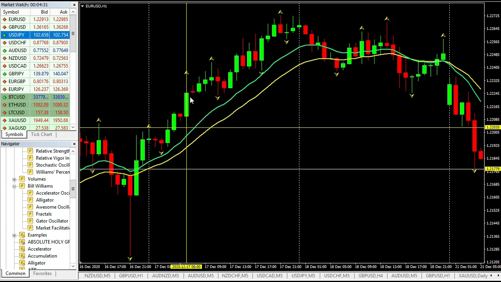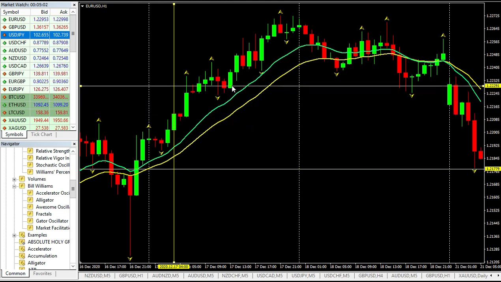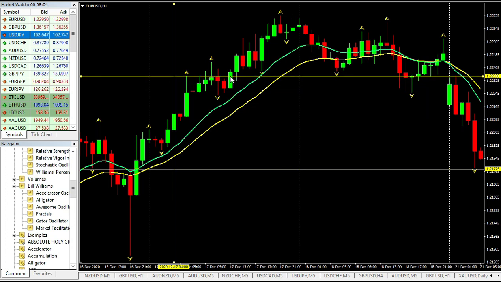Now you see another up fractal, so you take a line here and then put it 1 pip above it. What's the high? The high is 1.2235, so you're going to put a pending order at 1.2236. So this is 1.223.